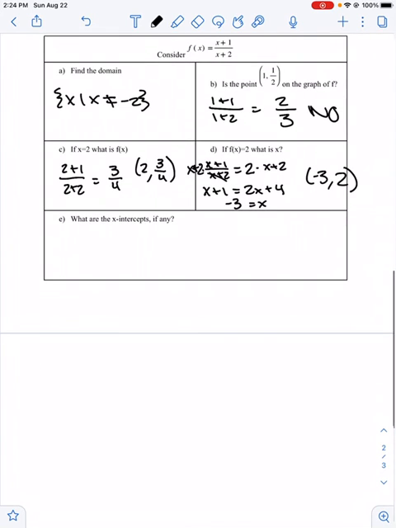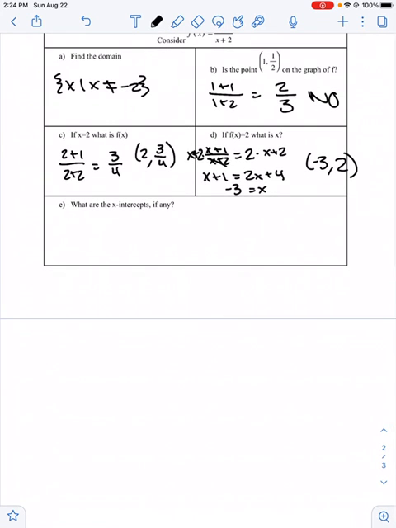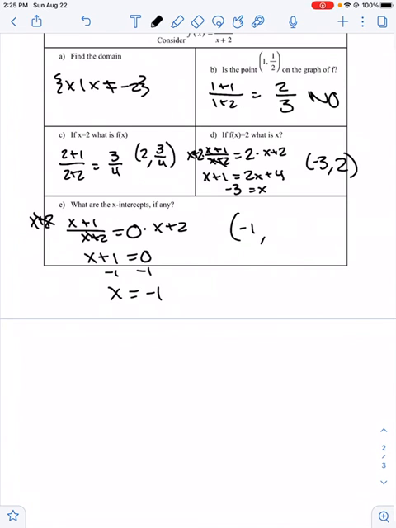What are the x-intercepts, if any? So if we remember, our x-intercept is when y equals 0. So I'm going to set this equation equal to 0 and solve. I'm going to start again by multiplying both sides by x plus 2. 0 times anything is 0. So x plus 1 equals 0. Subtract 1 and we get x equals -1. So our x-intercept is -1, 0.